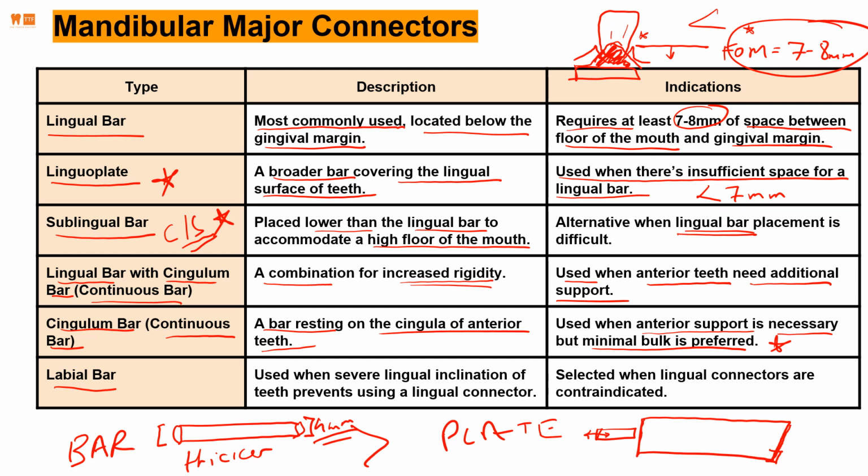Now, the labial bar is used when severe lingual inclination of the teeth prevents the use of a lingual connector. Imagine if the mandibular teeth are lingually tilted. Where are we going to put the lingual bar? Therefore, we're going to put the labial bar. It's selected when lingual connectors are contraindicated. Now, lingual connectors are contraindicated when there are lingually tilted centrals.